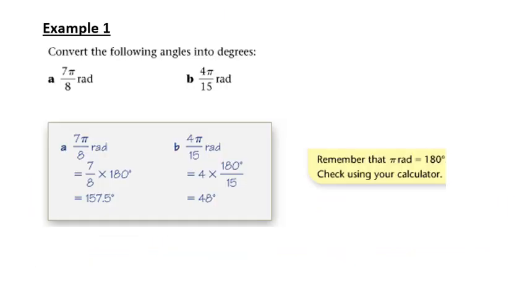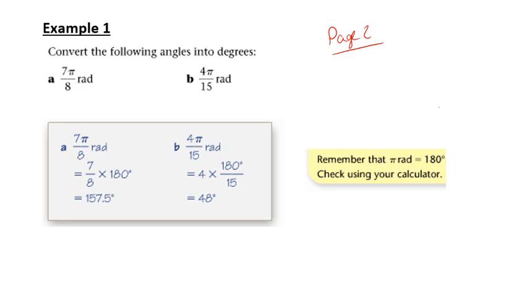So here are a couple of examples from the booklet. Just going to check what page they're on. They are on page 2. Convert the following angles into degrees. So we've got 7 pi over 8 radians.